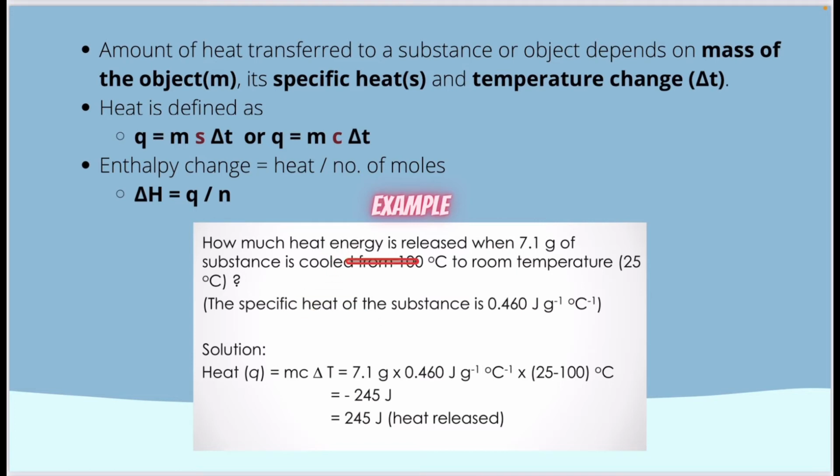How much heat energy is released when 7.1 gram of a substance is cooled from 100 degrees Celsius to room temperature, 25 degrees Celsius? The specific heat of the substance is 0.460 joule per gram degree Celsius. So the solution: Q, the mass of the substance is 7.1 gram, this is the specific heat of the substance, and you multiply with the temperature change. So this is the answer. Why is it negative? Because this is the heat released.